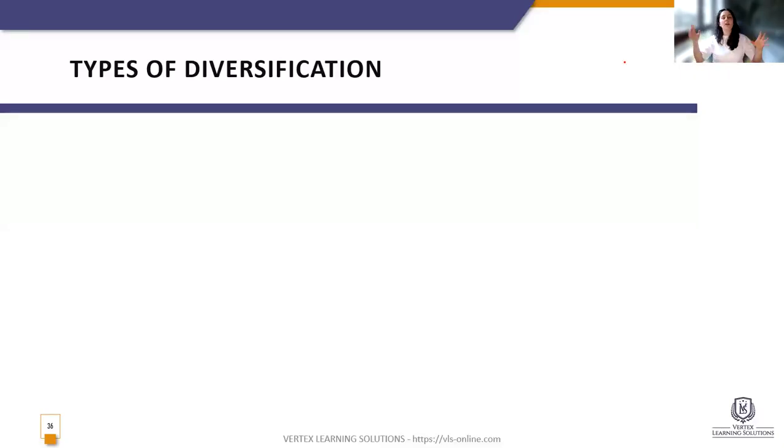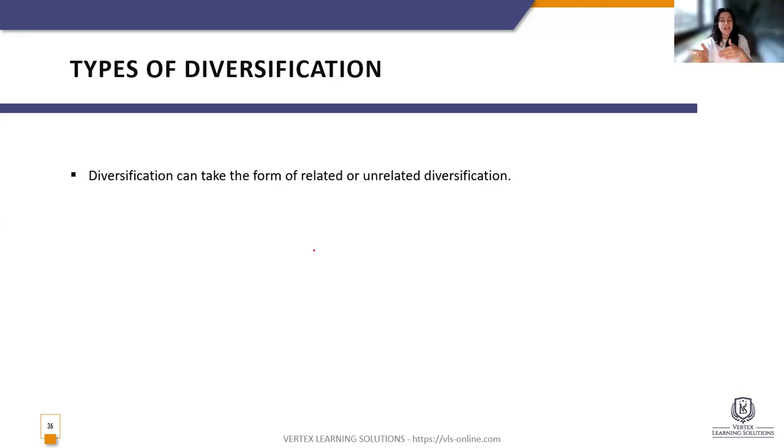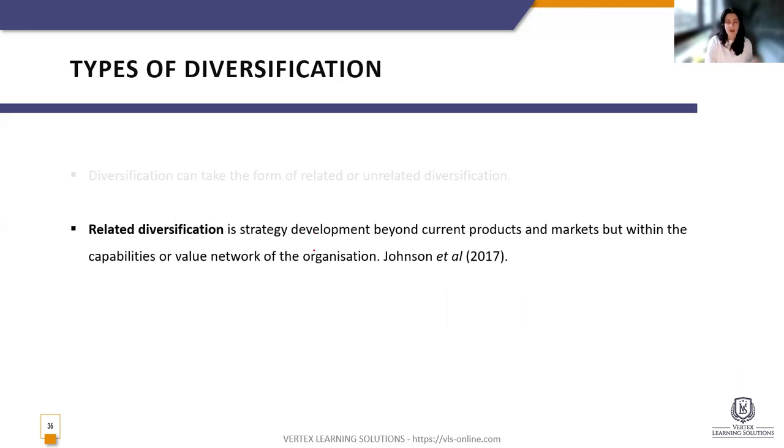So in the previous video, we talked about different markets or different products, and that is one way to look at diversification. Another way would be to look at diversification in terms of what kind of products and what types of markets we are going to diversify to. Our diversification can be related and unrelated. Related means that we are going to develop some product, some markets within the capabilities or value network of the organization.